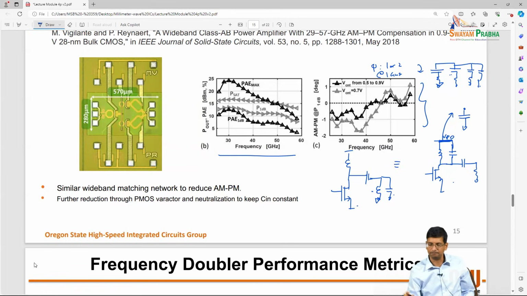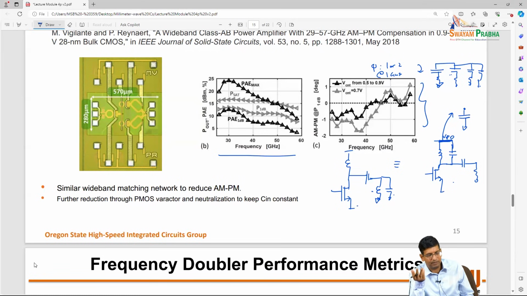And neutralization, of course, helps fundamentally to improve reverse isolation across frequency, right? It stabilizes things across frequency. So that's the other step that people usually take in PAs to stabilize.